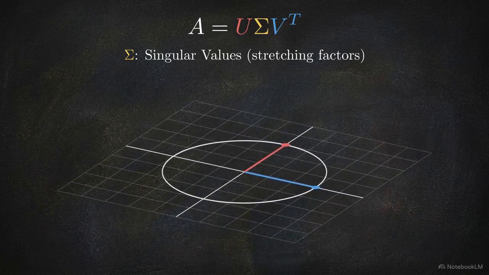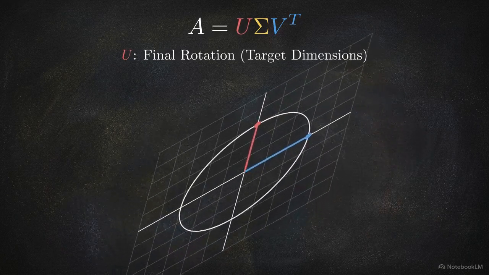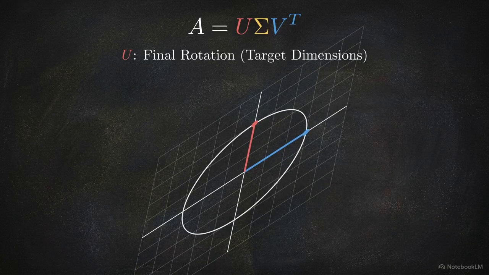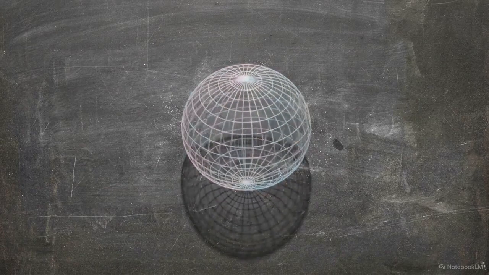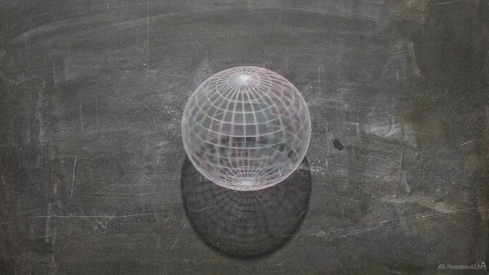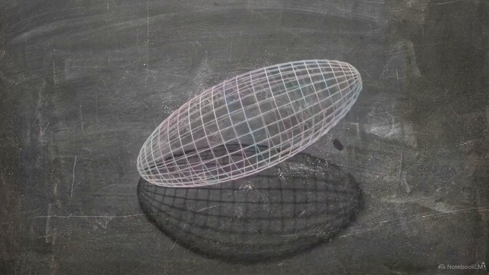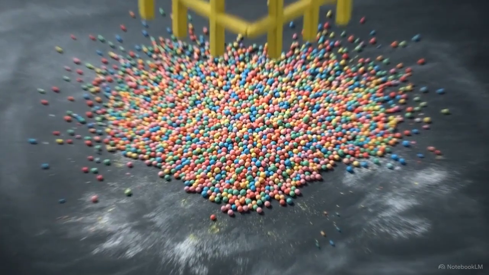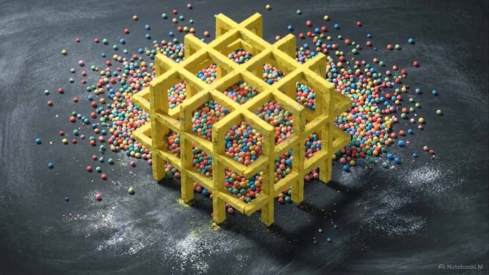The yellow sigma matrix contains the singular values. Geometrically, it stretches the newly aligned axes without skewing, morphing the grid into an ellipsoid. Finally, the red U matrix applies one last rotation, aligning the space into its ultimate target dimensions. Every linear map breaks down into this precise sequence: an initial rotation, a pure scale along orthogonal axes, and a final rotation. Now we can compress this data.